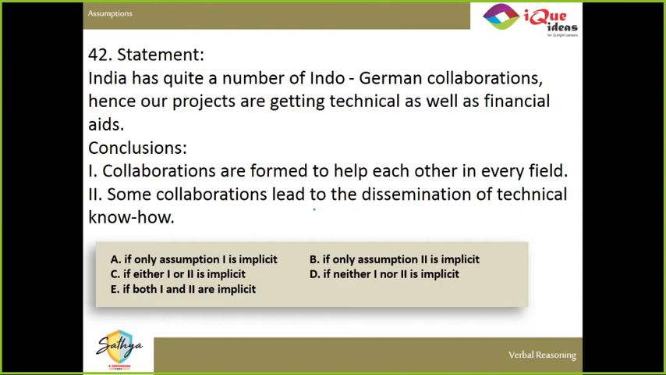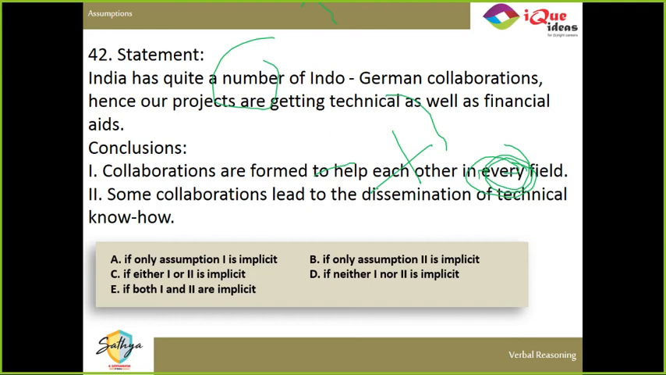Next one. India has quite a number of Indo-German collaborations. Hence, our projects are getting technical as well as financial aids. Right? Can I say that collaborations are formed to help each other in every field? The word every is your hint. We don't know whether it is there for every field. It is there for quite a number, for many fields. But whether it is there for every field, I don't know. So the first one is not necessarily true. Right?